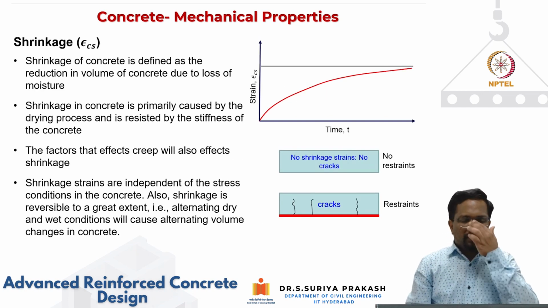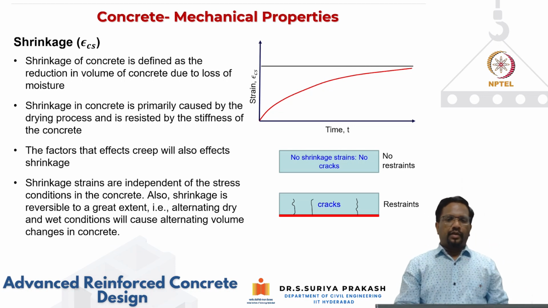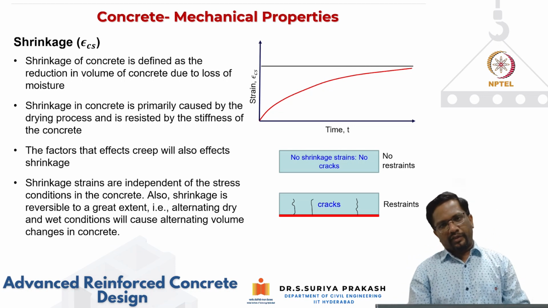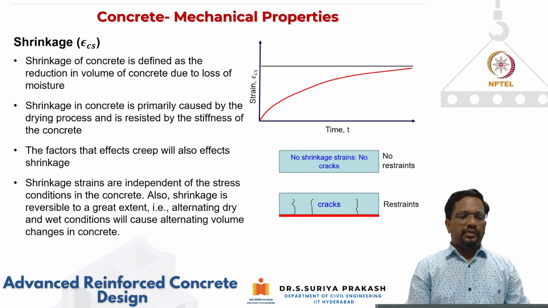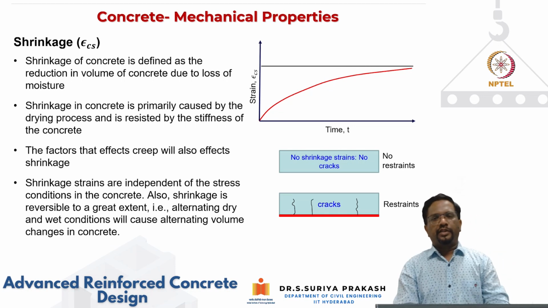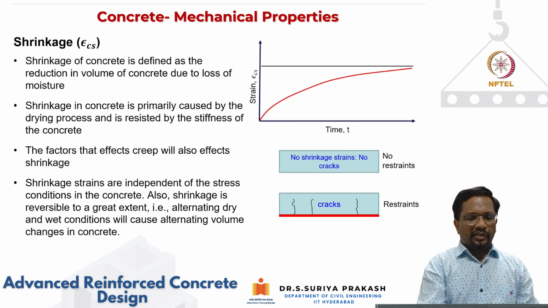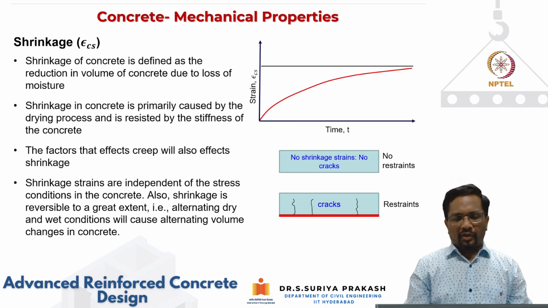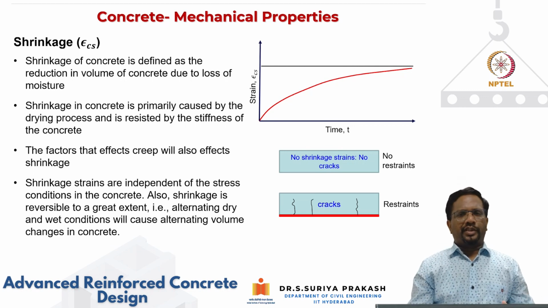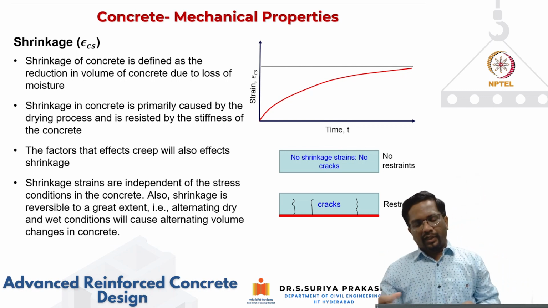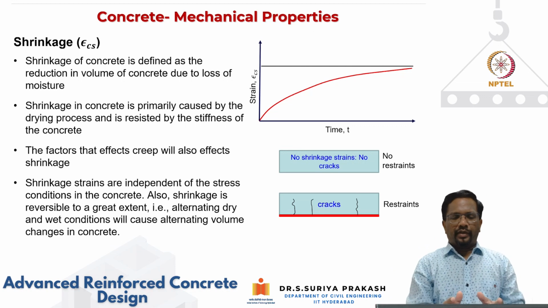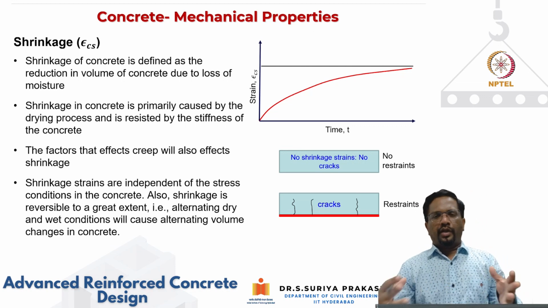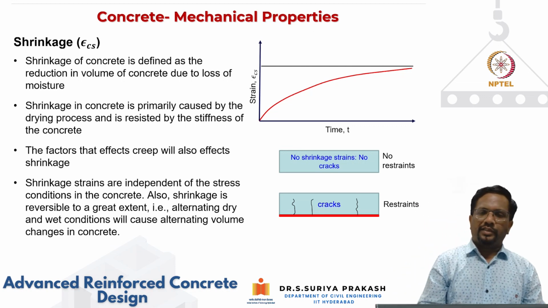Right. Now we'll go on to discuss the other important phenomenon that affects concrete in the long term, which is shrinkage. Shrinkage of concrete is defined as the reduction in volume of concrete due to loss of moisture. Creep, shrinkage, and relaxation in the case of steel are all interrelated, but we try to deal with them one at a time, and then we study these effects.